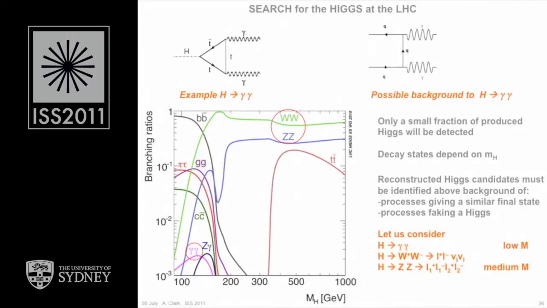If it was of higher mass, we wouldn't look for the gamma-gamma because it would be impossible. Suppose it was 200, then we would look at the WW and the ZZ. Okay? So we're going to look at how we reconstruct these. We're in the process of doing it, and the first results will be presented at the conferences in a few weeks' time.